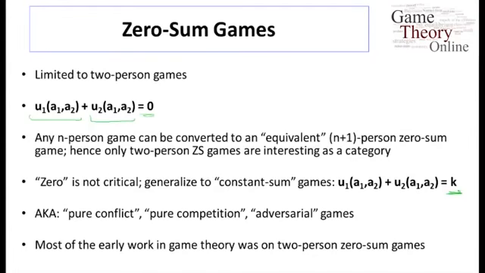They're adversarial games. And a lot of the early work in game theory was on two-person zero-sum games, partly because they have a nice mathematical structure. And a lot of the early work was done by mathematicians in this area. And there were a number of interesting theorems that they proved in that time.